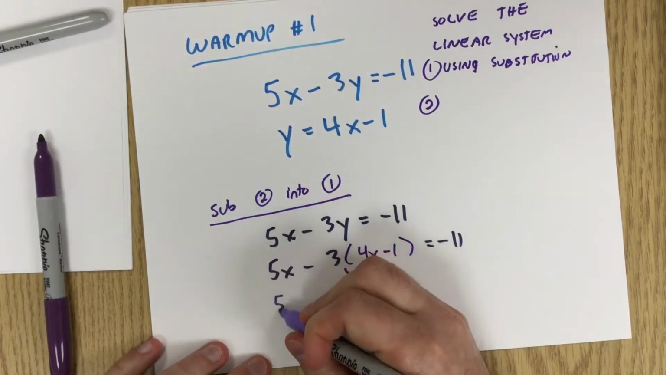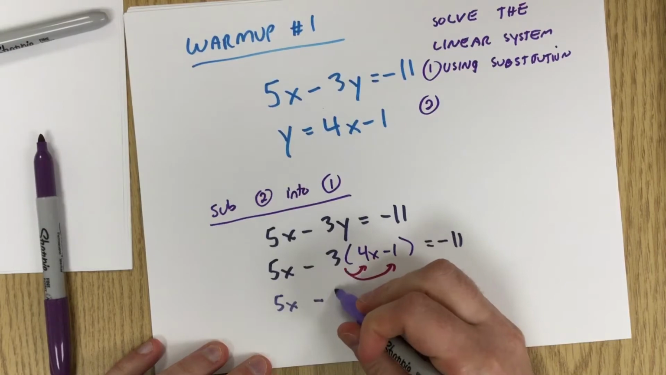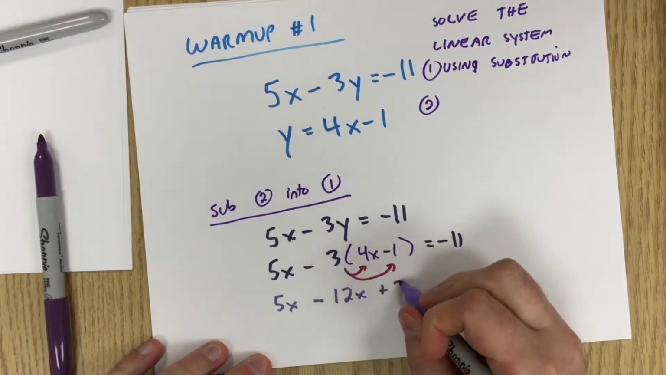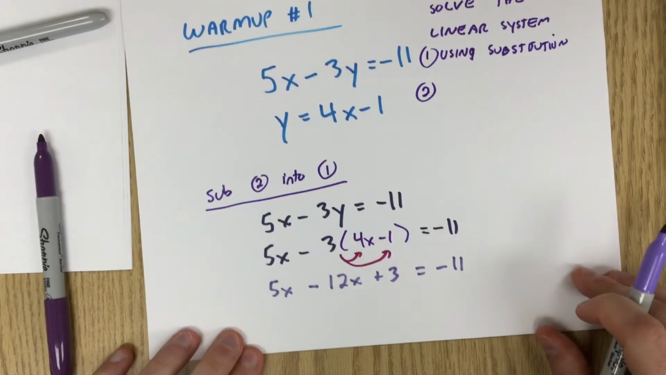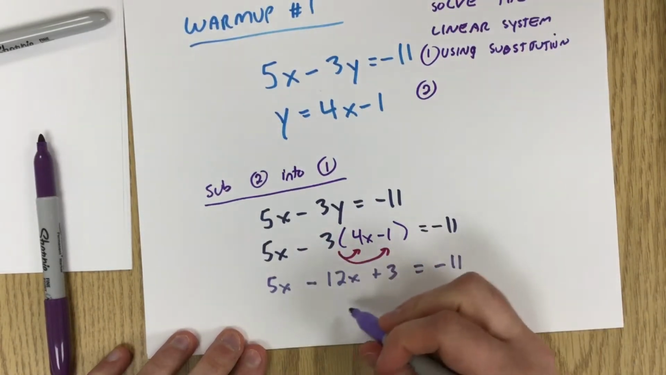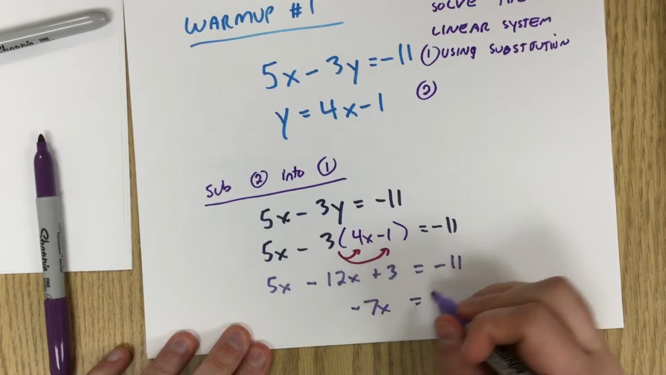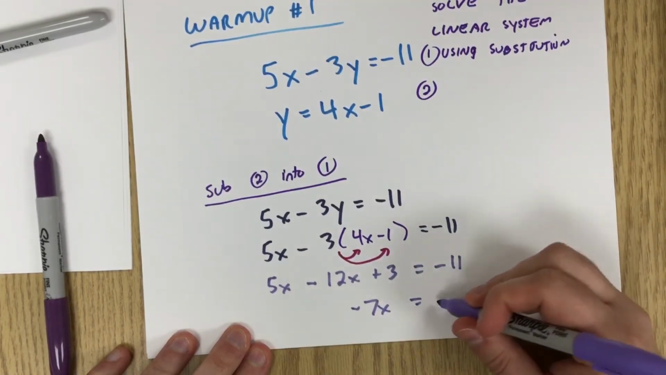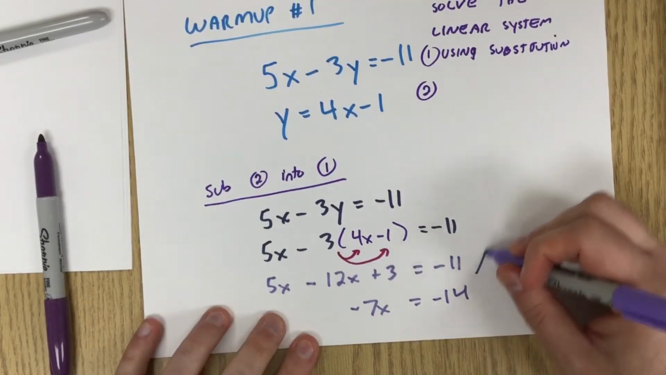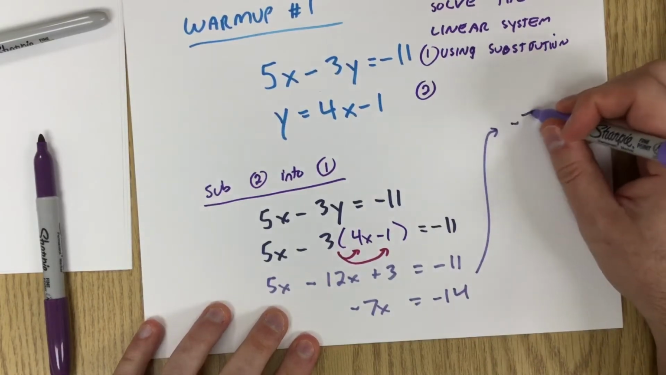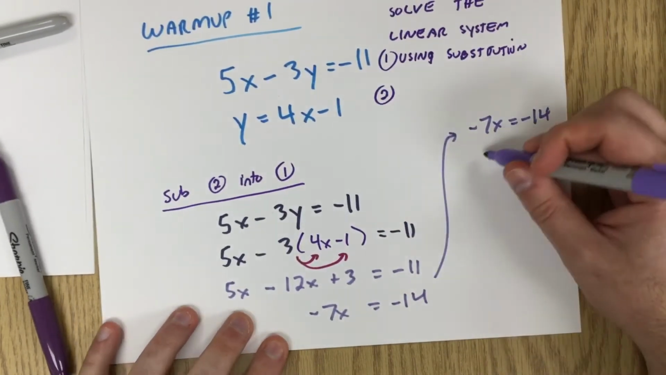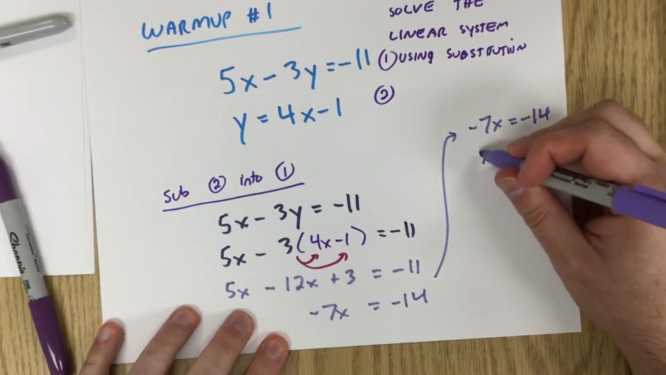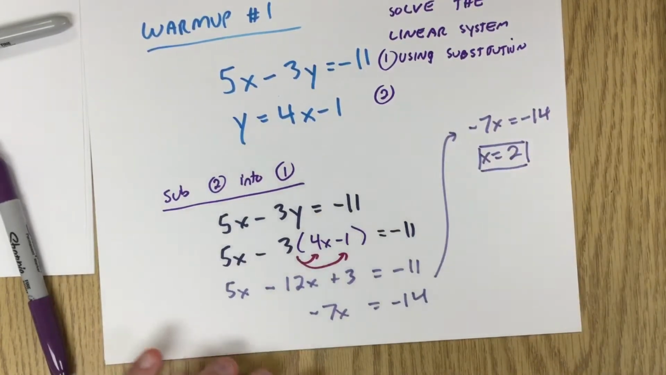And we're going to get 5x minus 12x plus 3 equals negative 11. 5x minus 12x is minus 7x. Bring the 3 to the other side, you get minus 11 minus 3, which is minus 14. Minus 7x equals negative 14. So x equals 2. And I'm zipping through this, of course, but that's not really the focus of this lesson.